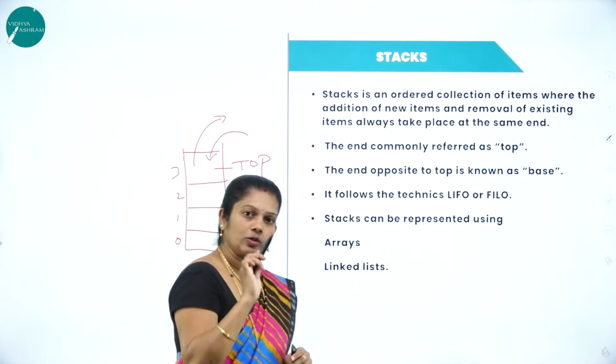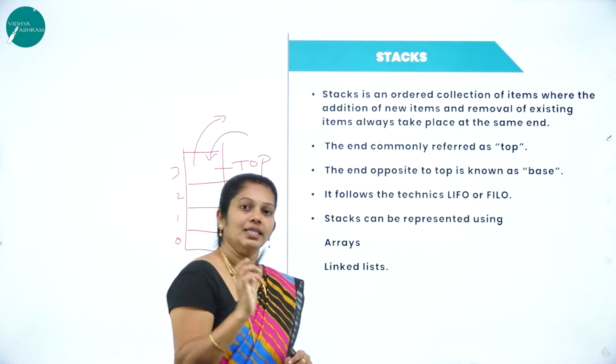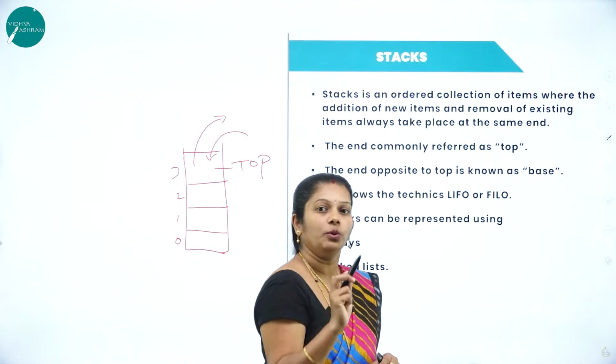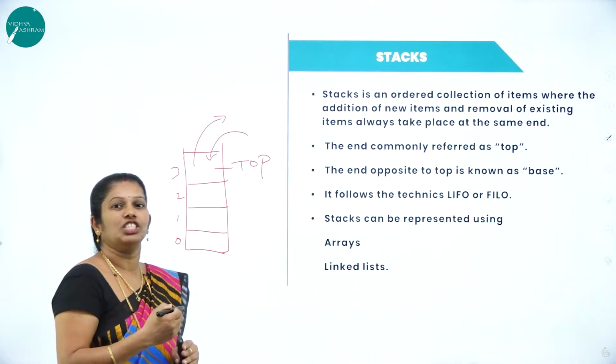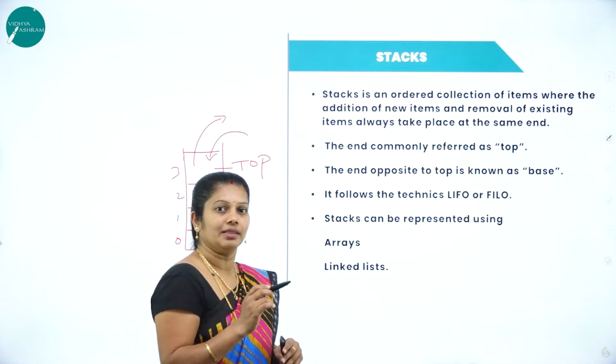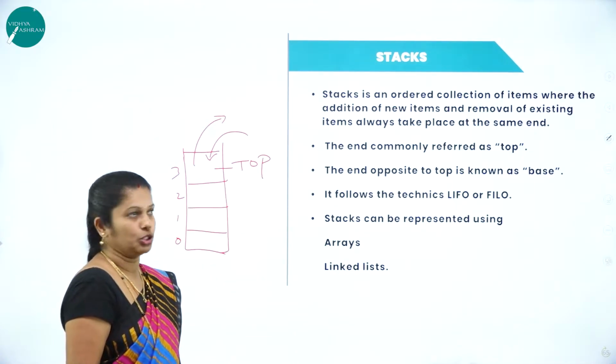An array is also a collection of elements, a linked list is also a collection of elements only. But an array is a collection of homogeneous elements. Whereas in a stack, we do not bother which type of elements they are, but the main thing is that insertion as well as deletion will take place at the same position.